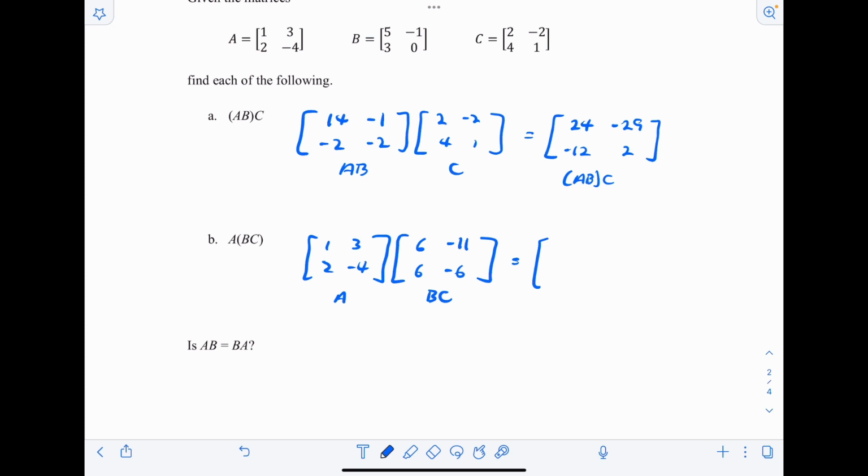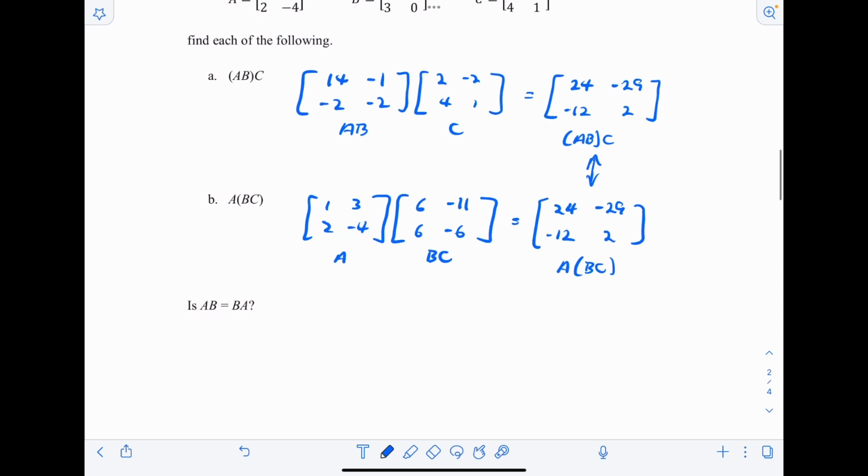So we've got 6 and 18 is 24. That's a good start. -11 and -18 is -29. And then for the second row, 12 and -24 is -12. And -22 and 24 is a +2. So we can see that these two things are the same, that it didn't matter if we took A times B first and then times C, or took B times C and then multiplied it by A, as long as we kept those matrices in order.